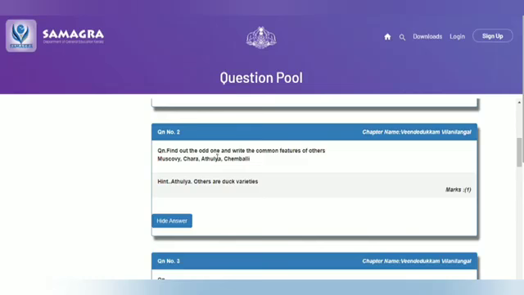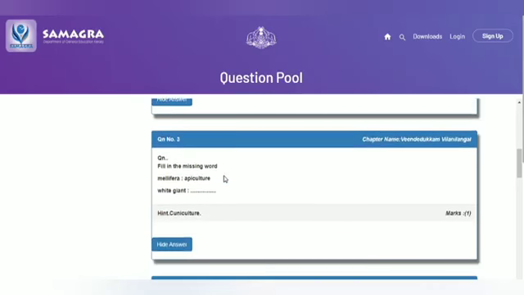Second question, find out the odd one and write the common features of the others. Muscovy, Chara, Adulya and Chembelli. Hint: Adulya is the odd one out because the others are duck varieties. Muscovy, Chara and Chembelli are duck varieties.